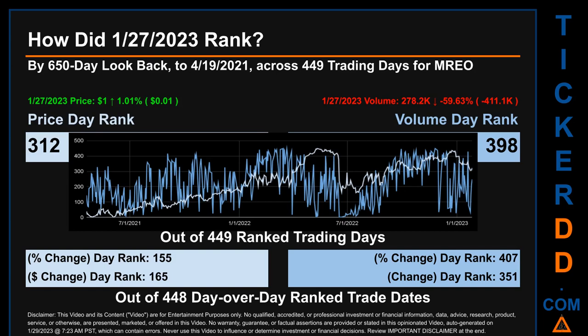The price's day-over-day percentage change, jumping 1.01% on January 27, 2023, had a day rank of 155, while its dollar difference of 1 cent had a rank of 165 when compared day-over-day across 448 trading days. Volume's percentage change and difference were ranked respectively at 407 and 351.